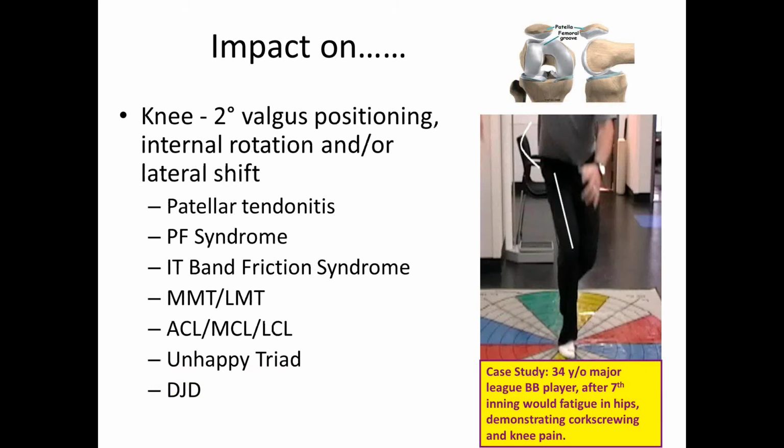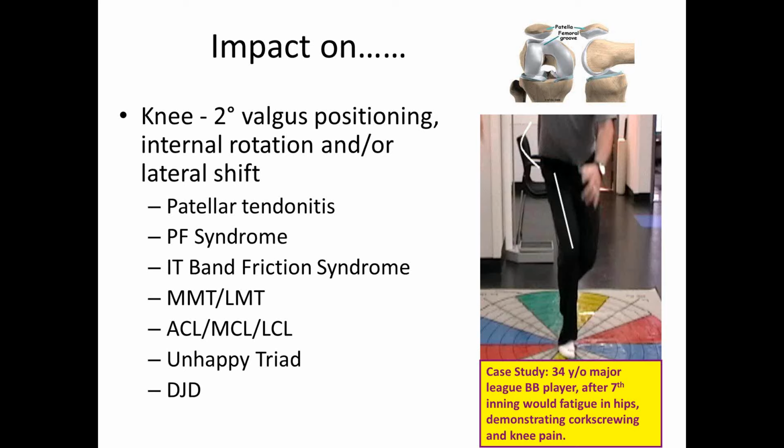Let's look at the knee. How does that impact the knee? With the adduction and internal rotation and/or a lateral shift, some of the common problems that we see are patellar tendonitis, patellofemoral syndrome, IT band friction syndrome, meniscal injuries, ACL injuries, unhappy triad, and degenerative joint disease. We're firm believers, given that recent studies show that 79% of those who've had an ACL reconstruction develop osteoarthritis, that if mechanics like these are not corrected, then that will add to increased risk for osteoarthritis.